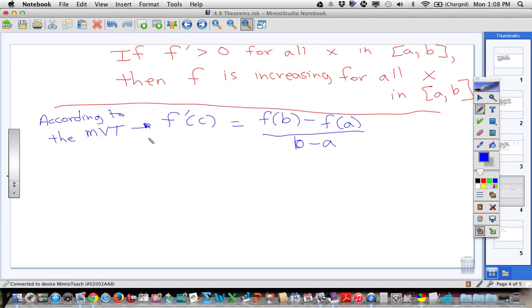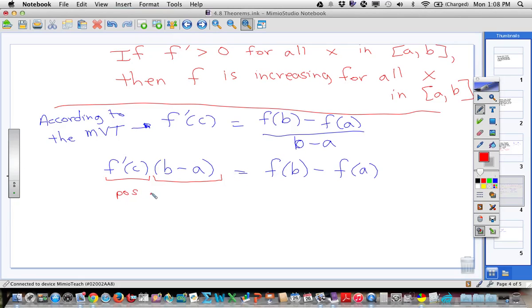Okay, so we're going to do that. Now, I'm going to multiply b minus a over to the left side. So I get f prime times b minus a equals f of b minus f of a. Now, what can you tell me about f prime of c? Remember, c is some point on the interior of a and b. What can you tell me in this problem about f prime of c? We know it's positive, because they told us that in the if part up here.